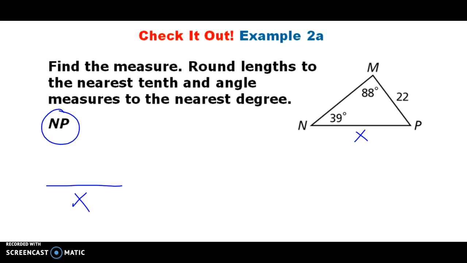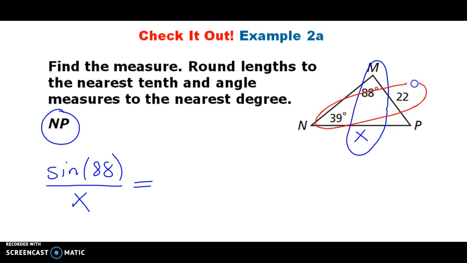And now, which angle is opposite X? Yeah, so sine of 88. It's always sine. You don't even have to think about it. It's pretty easy. And that is equal to, what is the other angle inside that we know? Yeah, and they happen to be across from each other too, right? So sine of the angle, which is 39, over the opposite side, which is 22. So see if you can finish it off from here. It's the exact same as the one we just did.